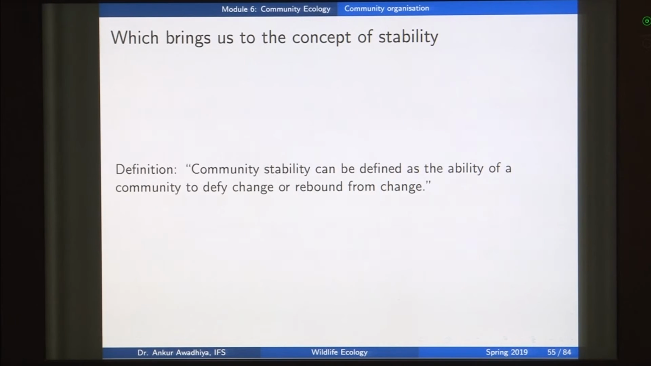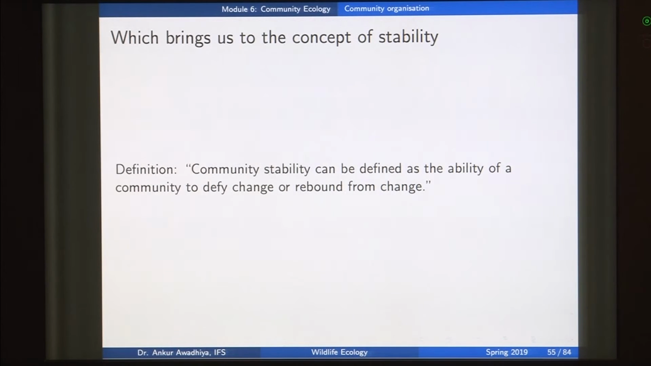So, there can be certain situations in which a community is defying the change. What do you mean by defying a change? That is, if there is a change, a community is able to resist the change, or if it suffers from a change, then it is able to rebound from the change. Now, how do you defy a change? A very good example of defying a change is the case of buffers.